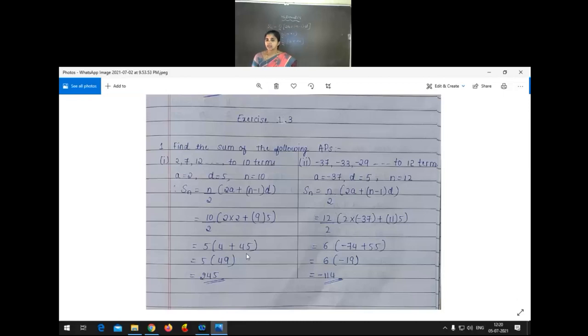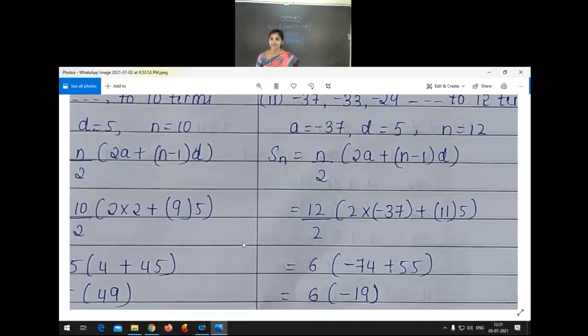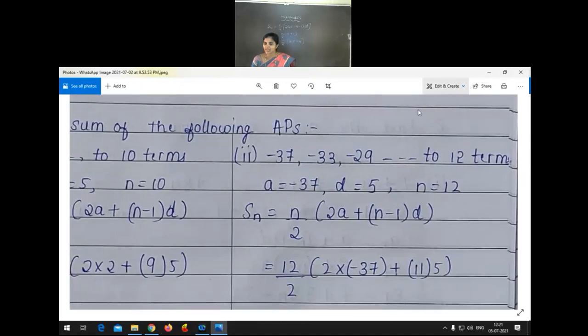Now this is a simple question on the sum of n terms of an AP. In the next higher version, you will get statement problems, but that is later. Now we are getting the simple questions. We'll go to the second question here. With one or two questions, you will get the idea. The second question, the AP is minus 37, minus 33, minus 29, and so on up to 12 terms.